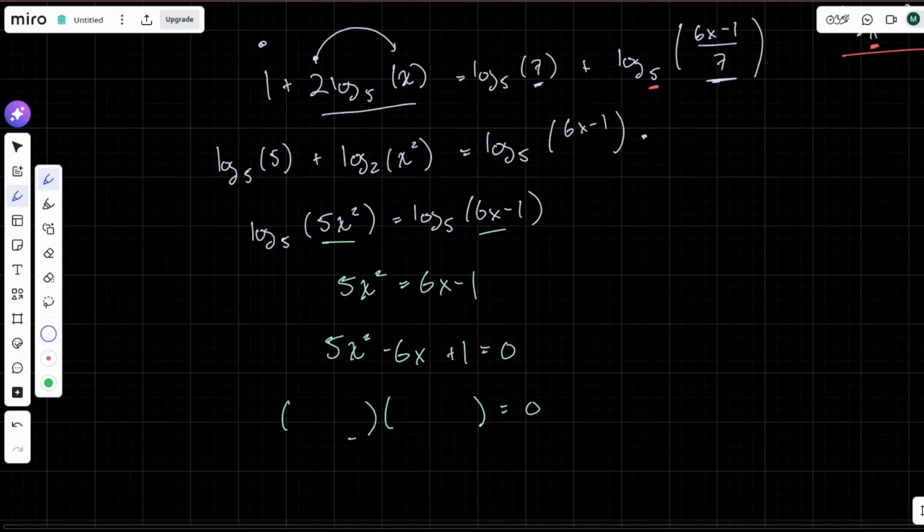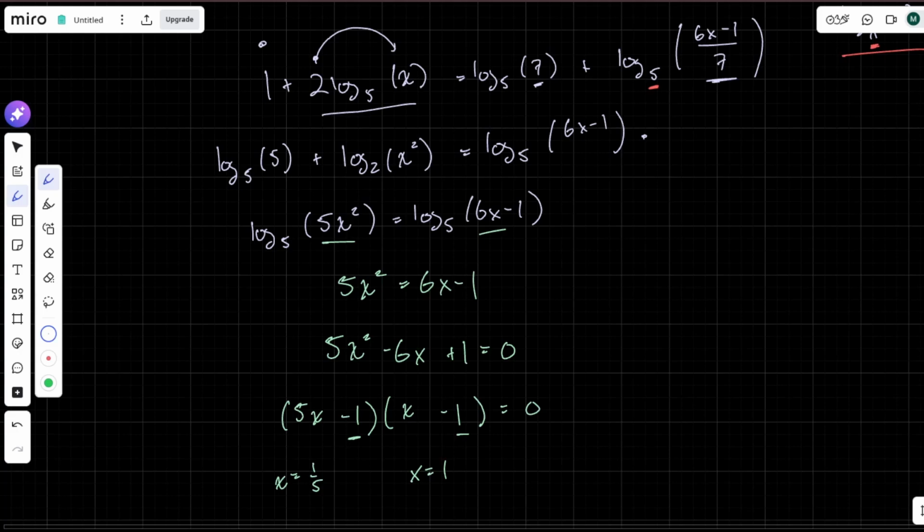I know that the two numbers at the end are going to have to multiply to 1, so I'm going to assume they're both negative 1 because of the negative in the middle. And then in front we're just going to have 5x and x, since the first two values need to multiply together to make 5x squared. Would that work? 5x times x is 5x squared, minus x minus 5x gives us the minus 6x, and then minus 1 times minus 1 gives us the positive 1 at the end. So x is 1, or x is 1/5.